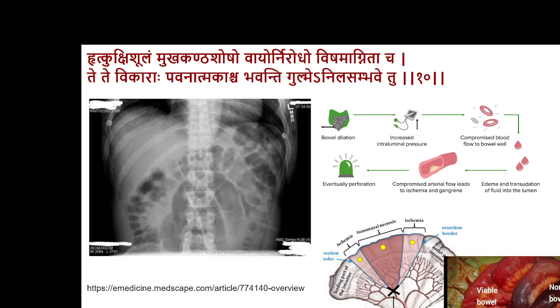Now, in case of Vataja Gulma, Hritkukshukulam Mukhakanta Shoshaha, Vayoho Nirodha Vishamagnidacha, Tete Vikaraha Pavanatmakascha, Bhavanti Gulme Anila Sambhavetu. In Vataja Gulma, the patient would have acute pain in the abdomen, dryness in the mouth, and the patient would also have obstipation, failure to pass the flatus, maybe the stools also. The digestive functions would be affected, and all other Vata Lakshanas could be produced, like dryness of mouth and so on. That could be seen in case of Vataja Gulma.